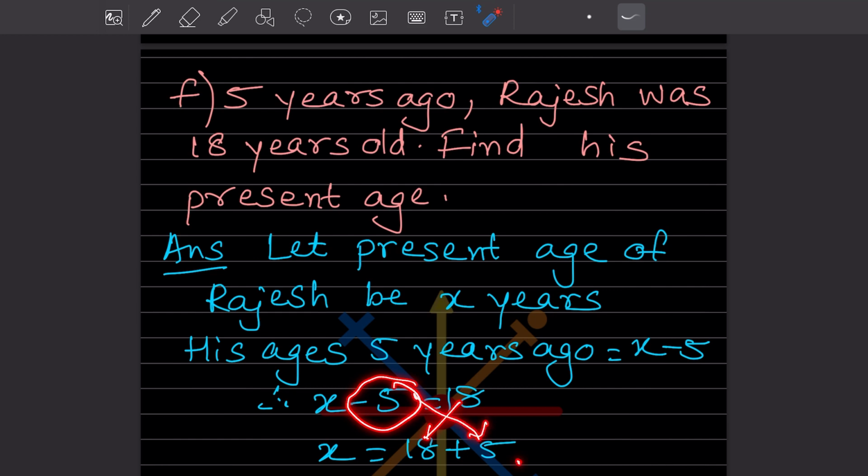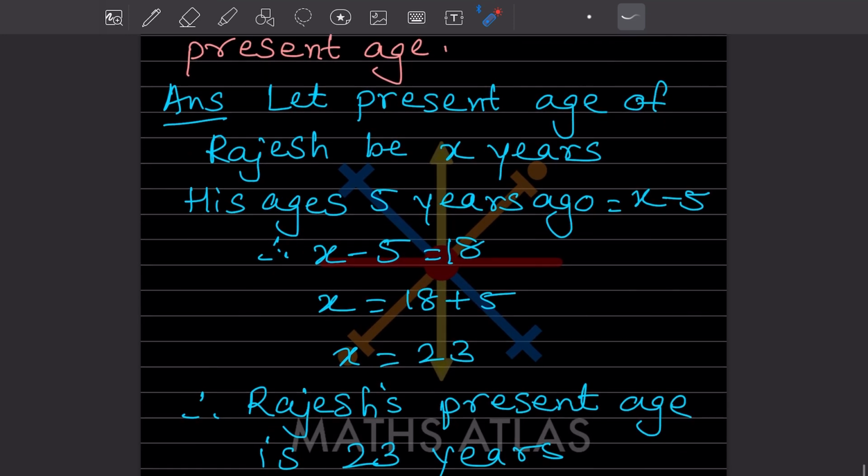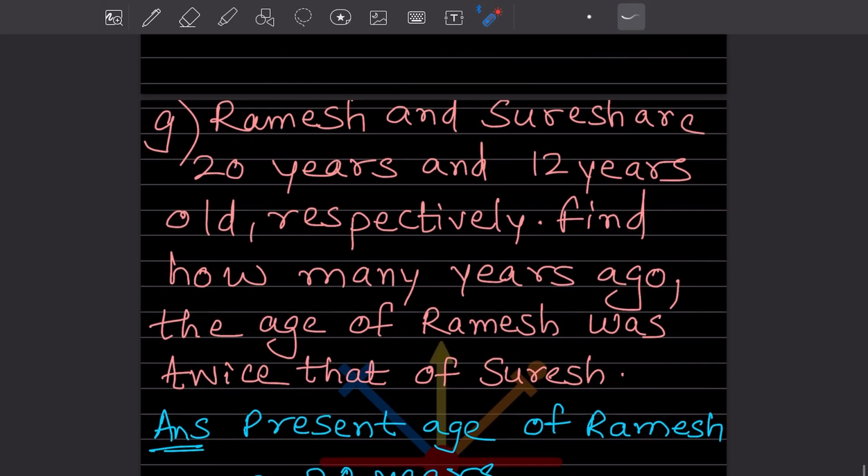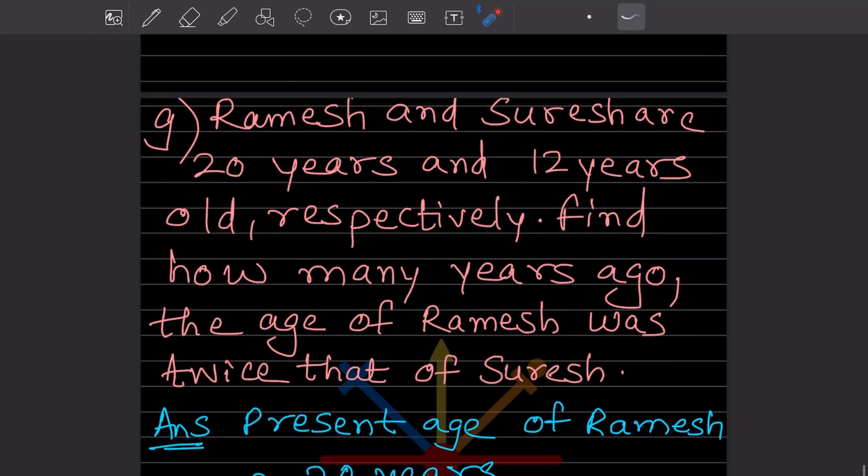That is going to be plus 5. So x is 23. So Rajesh's present age, which we have considered as x, is 23 years. Now the next one says Ramesh and Suresh are 20 years and 12 years. So Ramesh is 20 and Suresh is 12. Find how many years ago the age of Ramesh was twice that of Suresh.